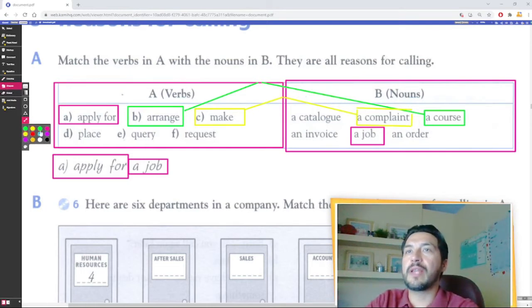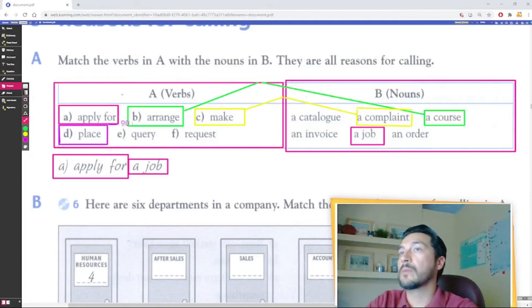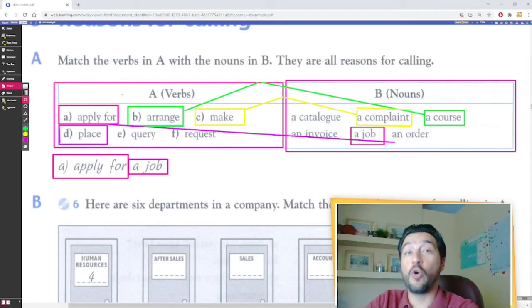Now let's go to letter D. Place. Place a catalog, place an invoice, or place an order. Place an order. Good job. Excellent. Place an order.